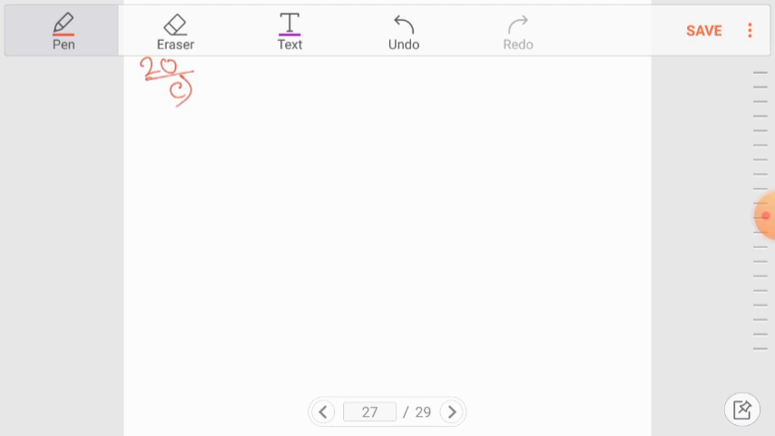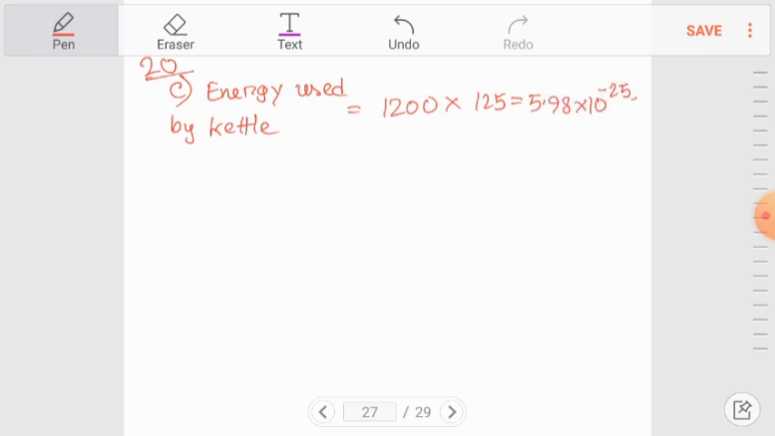So first, let us find out the energy used by the kettle in boiling the water. Energy used by the kettle is the power into time. It gives you a value of 5.98 into 10 to the power negative 25 joule.